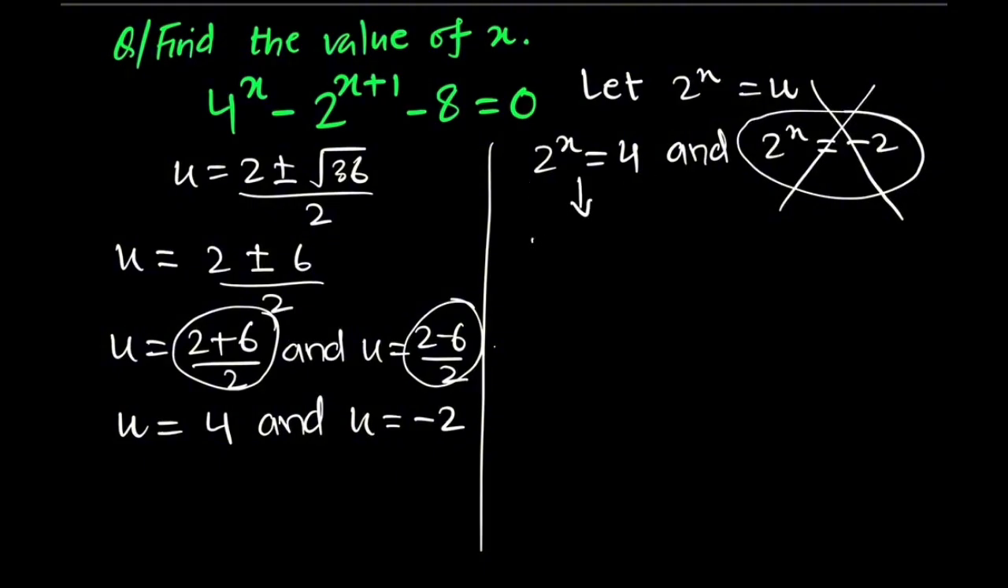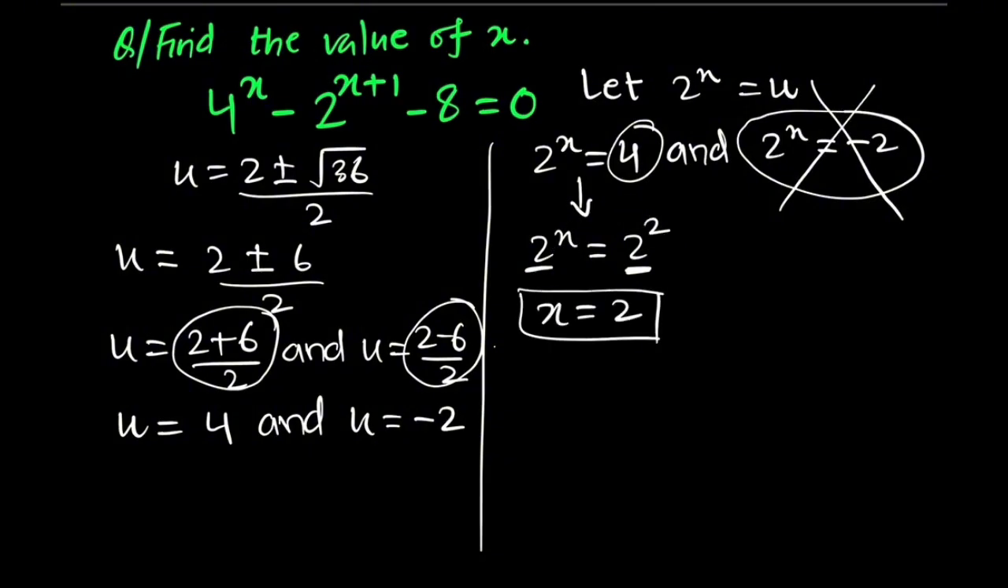Now I can write this equation as 2 raised to x, and 4 I can write as 2 raised to 2. Since the bases on the two sides of the equation are the same, this exponent on the two sides must also be equal, which means x must be equal to 2. So the value of x is equal to 2.